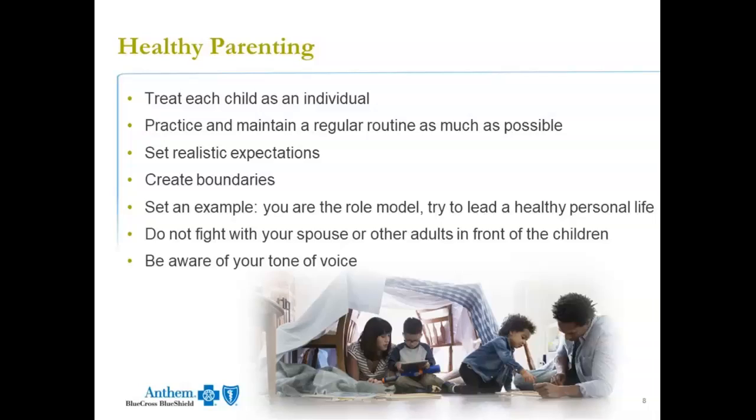Number 4, create boundaries. There ought to be clear definitions of right and wrong in your household. Do not give in when the boundaries are tested or crossed. Okay? Stay consistent, meaning let your yes be yes and let your no be no.